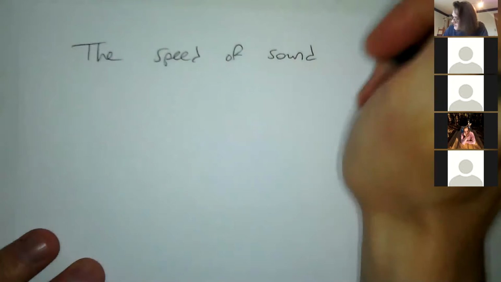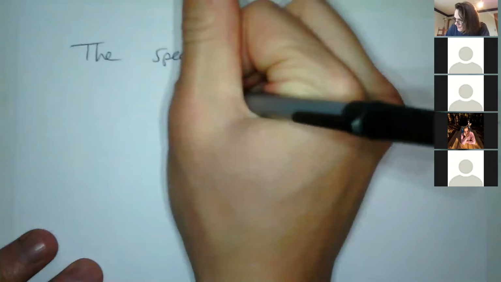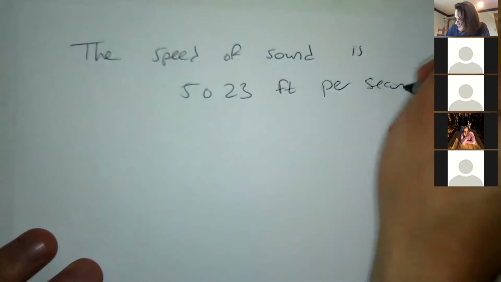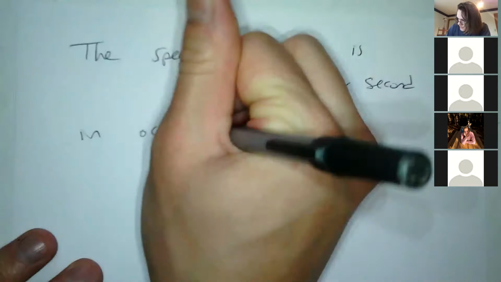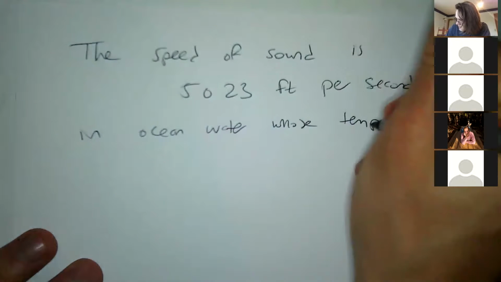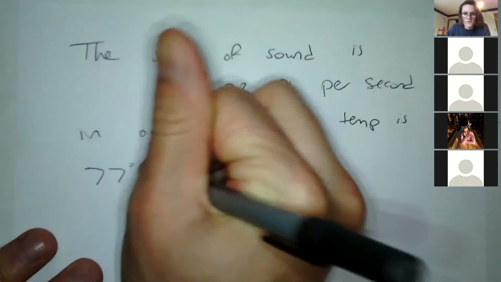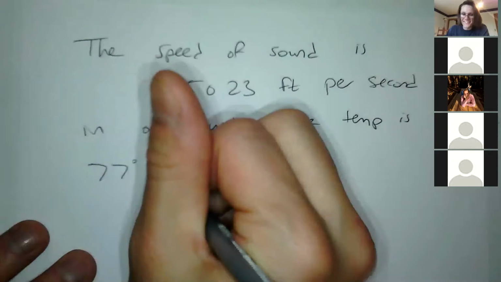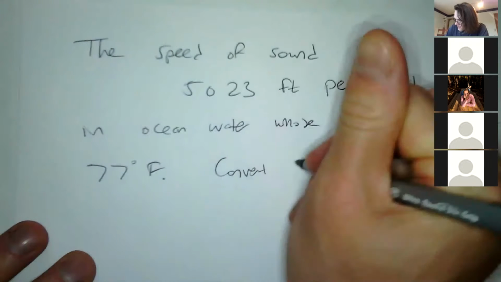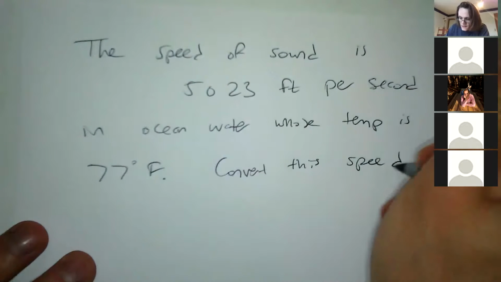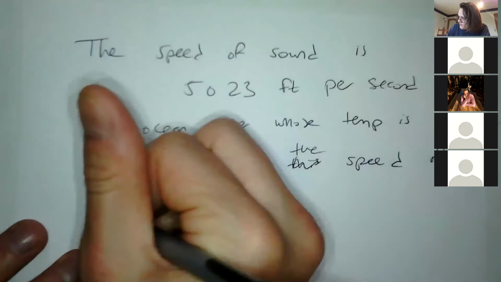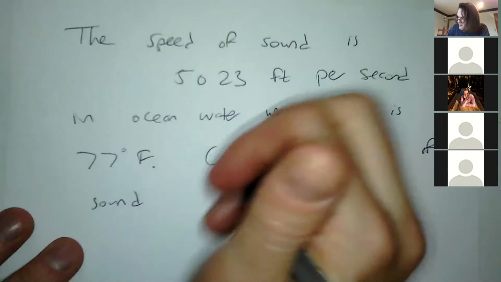The speed of sound is 5,023 feet per second in ocean water, whose temperature is 77 degrees Fahrenheit. Love that question, or that statement. So it says convert the speed of sound to miles per hour.